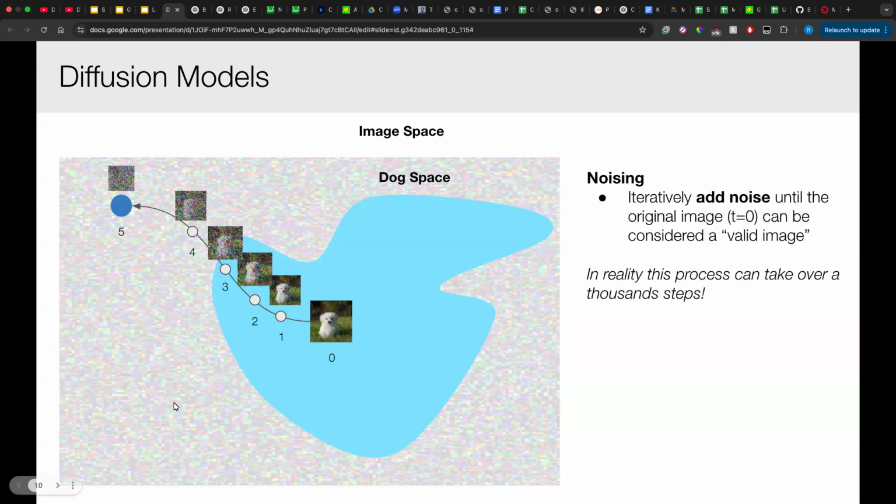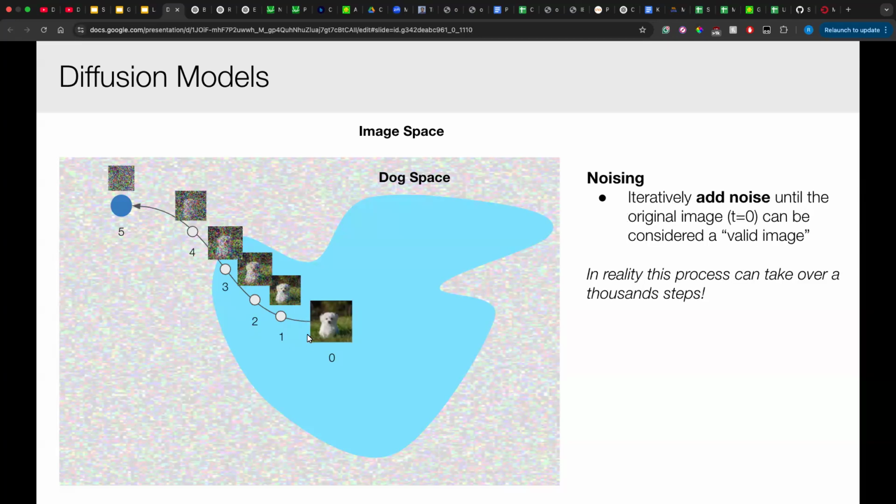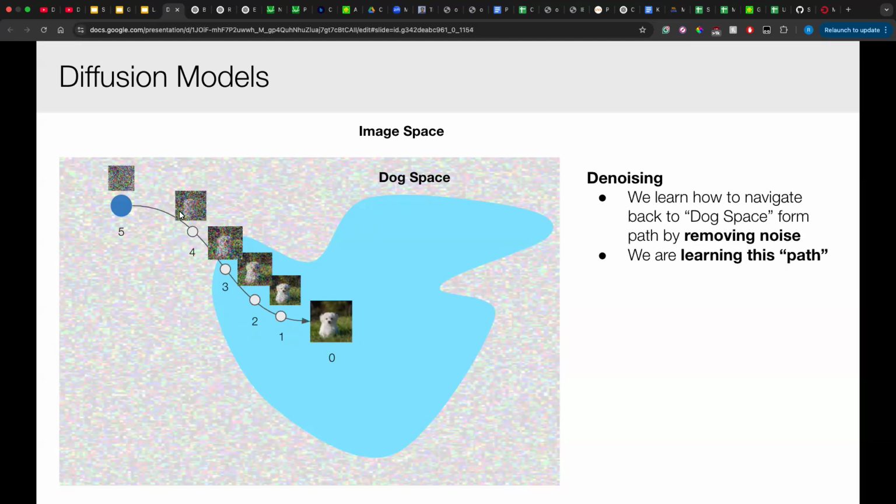So once we do this noising process and we know each of these steps, we then use a machine learning model, the diffusion model, to learn to retrace our steps, right? So for example, if at t equals 4, this is what our image looked like. We start at t equals 5, pure noise, at the denoising step, and then we try to predict t equals 4. And from 4, we try to predict 3, from 3, we try to predict 2, and so on and so forth, right?